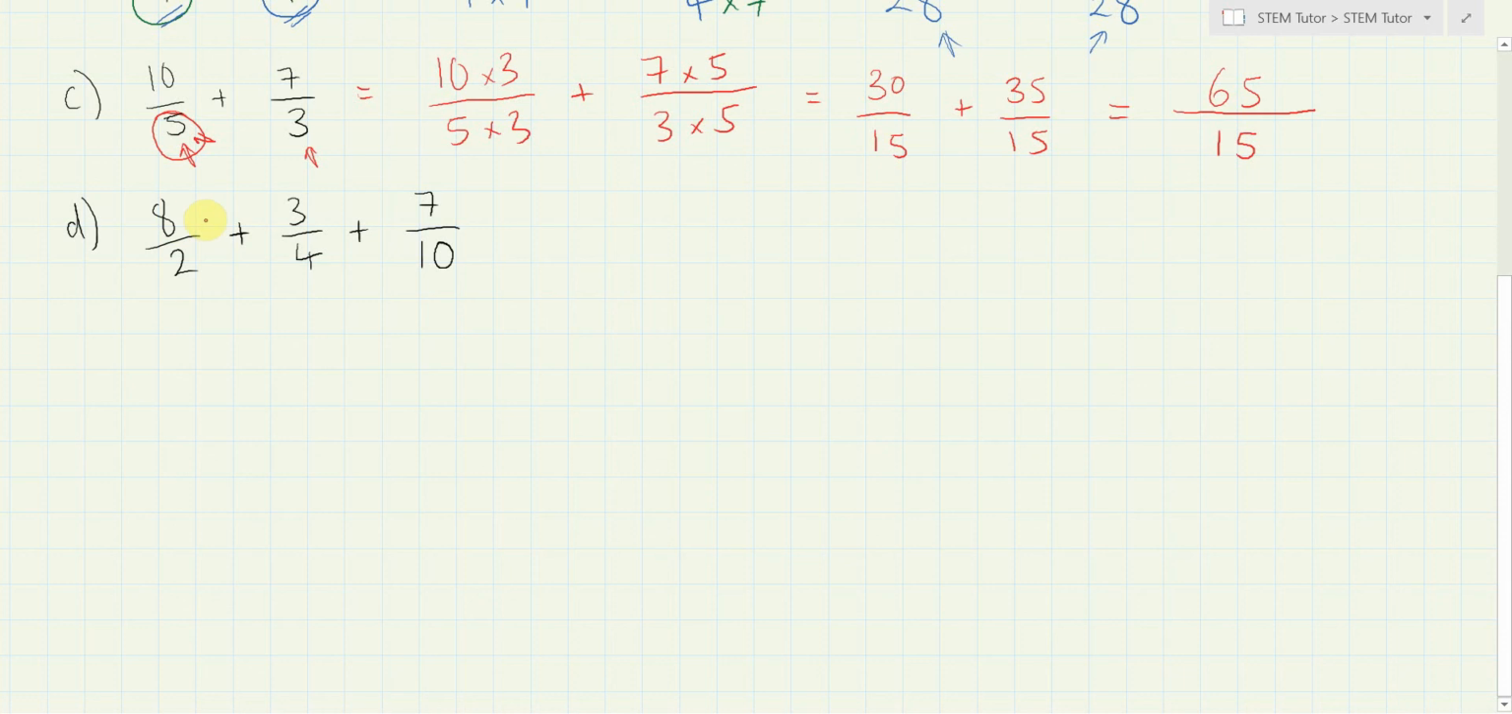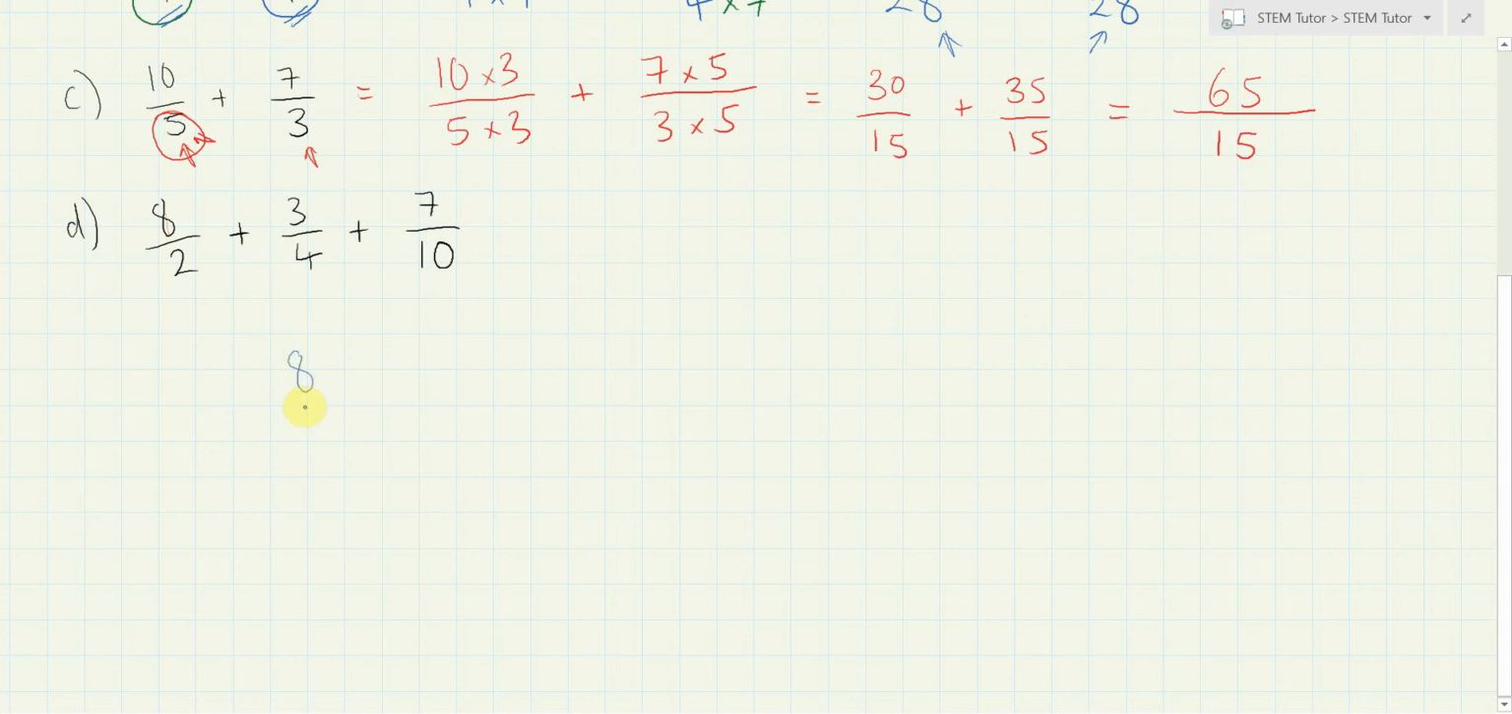Now let's move on to D. So you'll notice here that we now have 3 fractions that we need to add together. Okay, now with this sort of question, when you have 3 or more fractions, the process is exactly the same, it just takes a little bit longer.